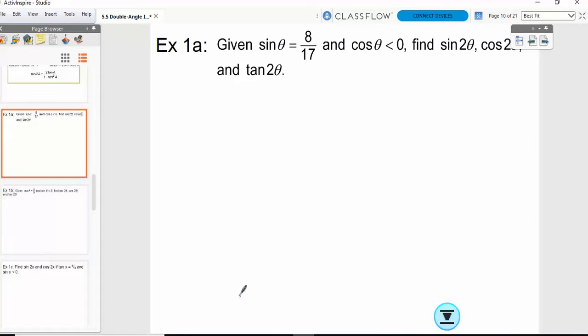So here is our first one. Sine of theta is 8/17. Cosine theta is less than 0. I need to find sine, cosine, and tangent of 2 theta.